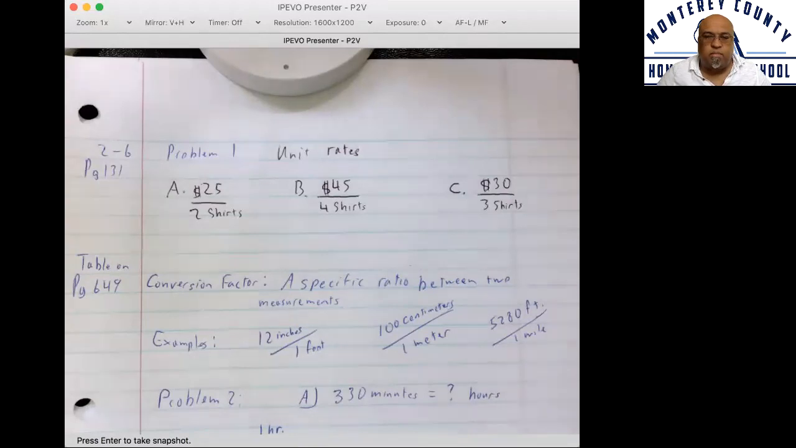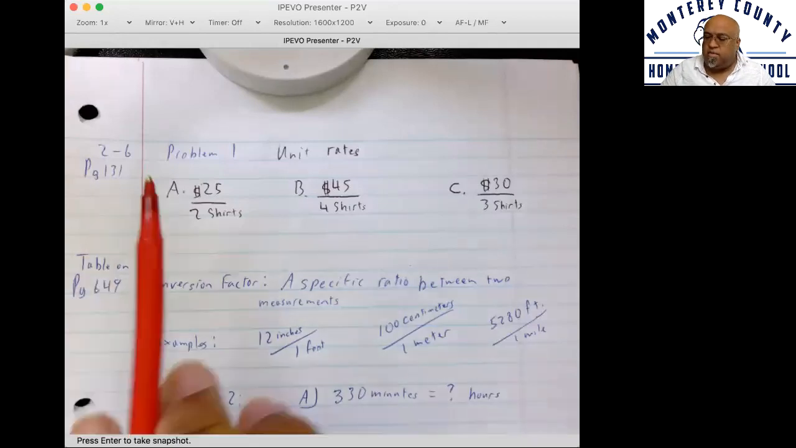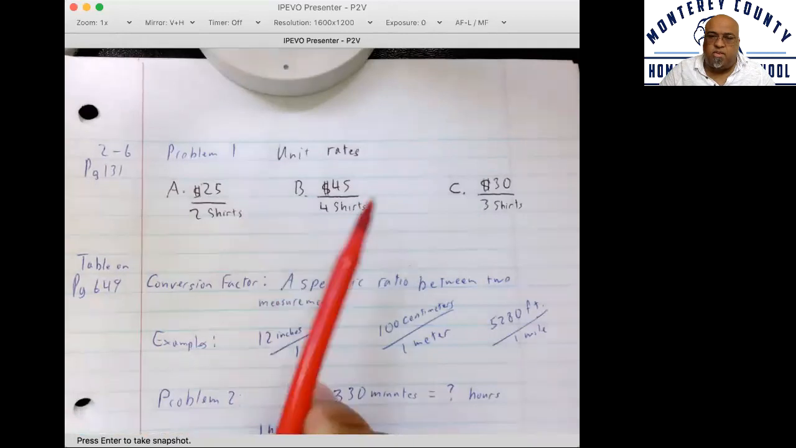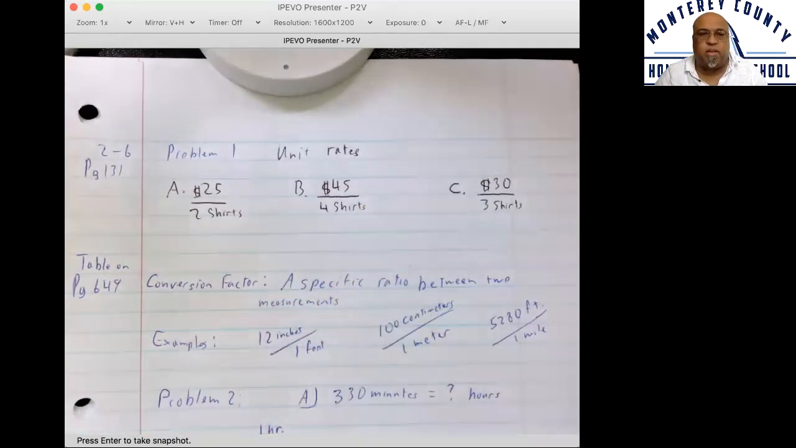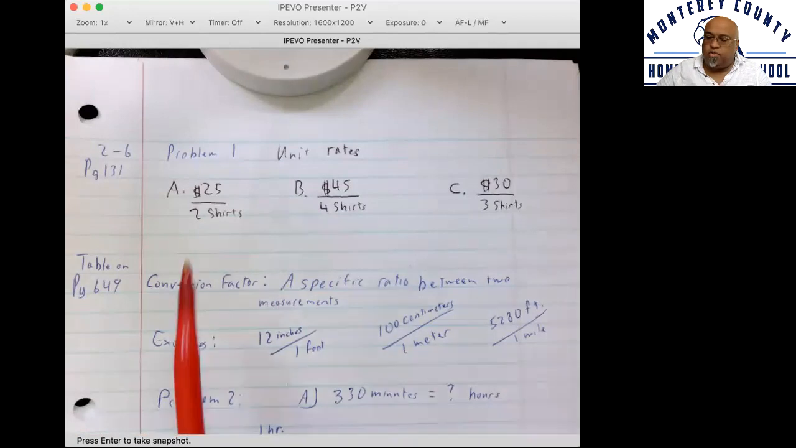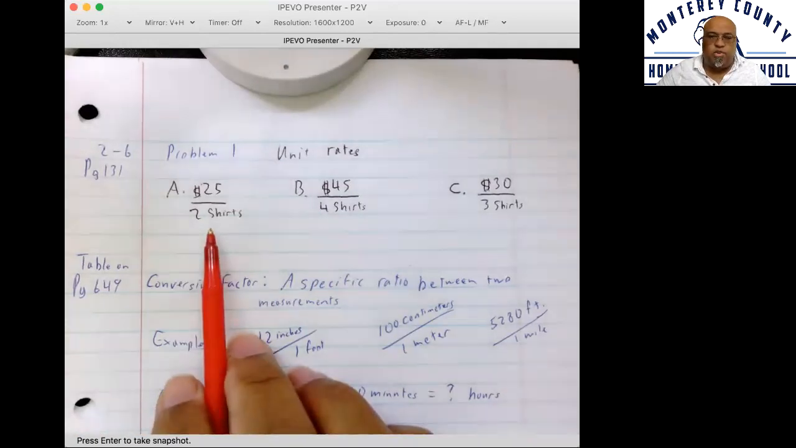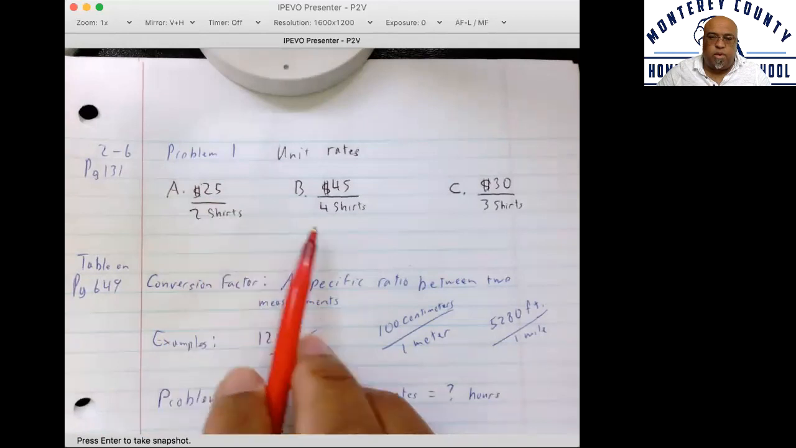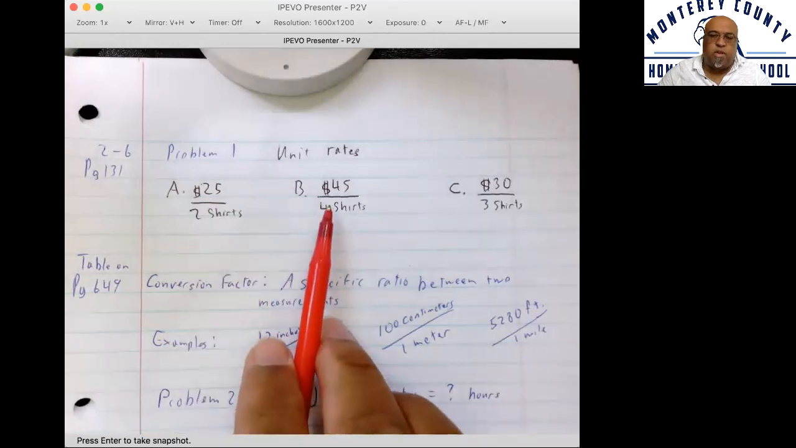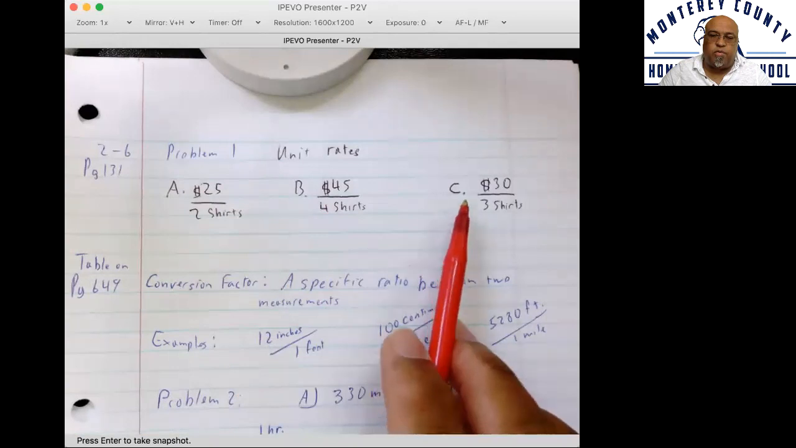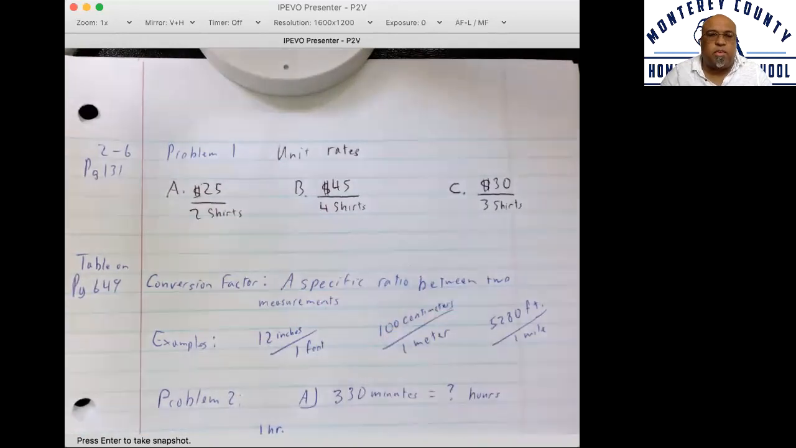Now, there's a unit rate problem here, problem 1. The problem was this. There are 3 different stores. They gave them random names of A, B, and C. I guess that's not random, but it is not very creative. Anyways, so these 3 stores have a sale on t-shirts. Store A has 2 t-shirts for $25. Store B has 4 t-shirts for $45. Store C has 3 t-shirts for $30. Who has the best price?